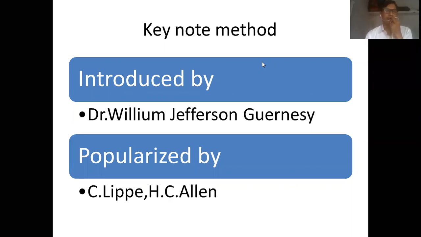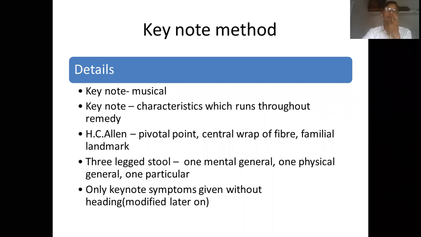We'll see what exactly this keynote method is. It was popularized by Constantine Lippe and H.C. Allen. Memorize these names, because they have a lot of impact on homeopathic materia medica. C. Lippe is Constantine Lippe, and H.C. Allen is Henry Allen. So the keynote method, introduced by Guernsey, was later popularized by Constantine Lippe and H.C. Allen. Now, what exactly does keynote mean?